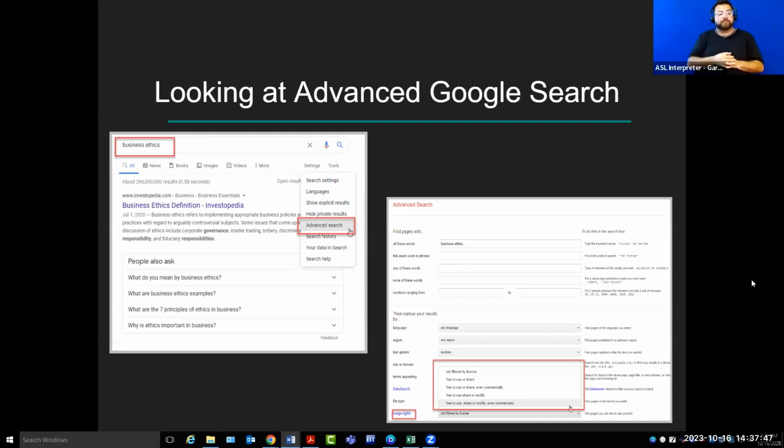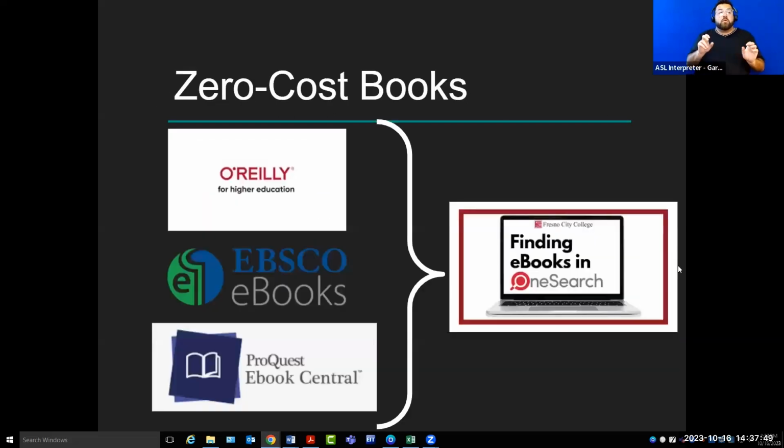Okay, and then zero cost books. Oh, okay, Linda, you ready?